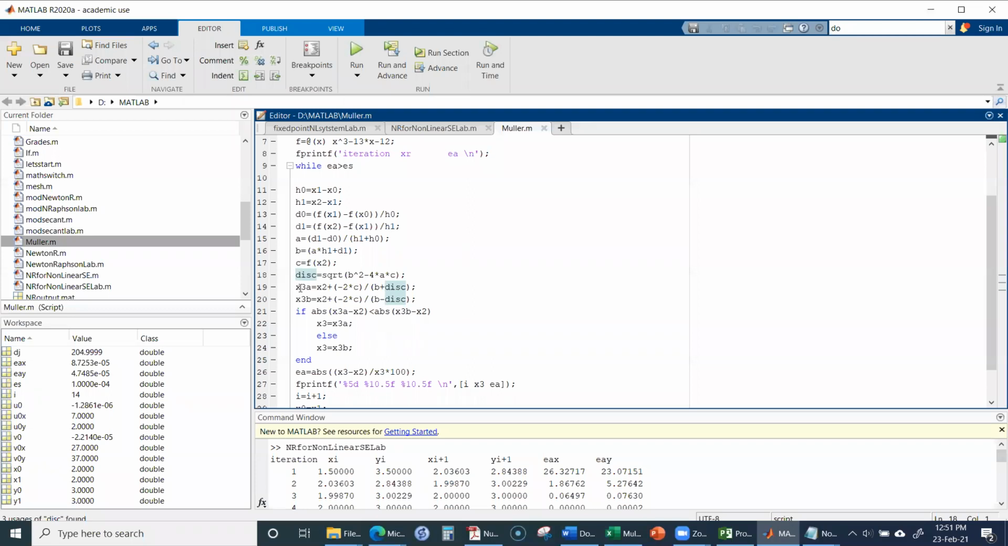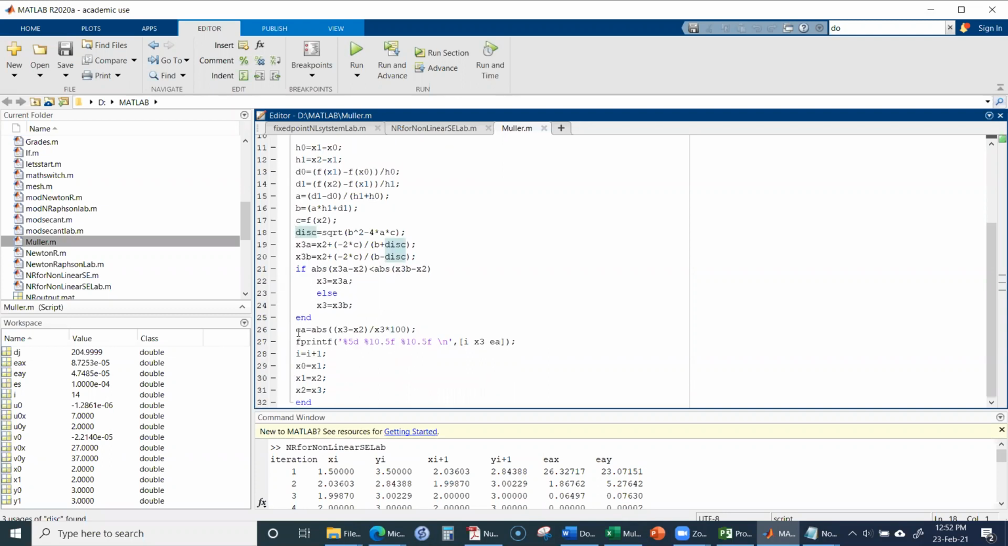Now which value to choose, x3a or x3b? That will depend on whichever value is closer to x2. So I will use an if statement here. If the absolute value of x3a minus x2 is less than the absolute value of x3b minus x2, then x3 is equal to x3a. Otherwise, x3 will be equal to x3b. This is a simple if statement, and then you end it.